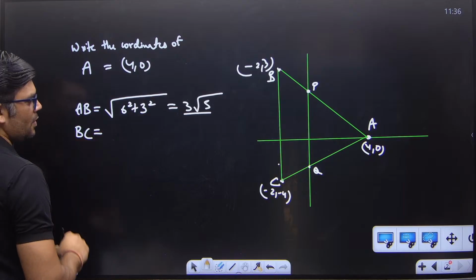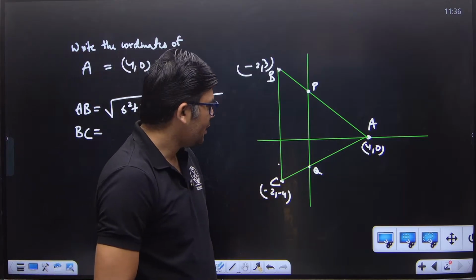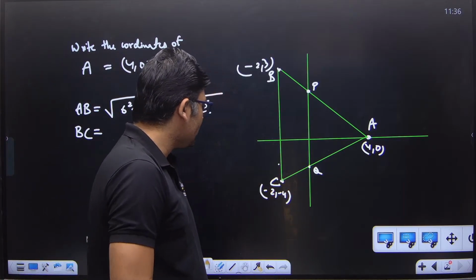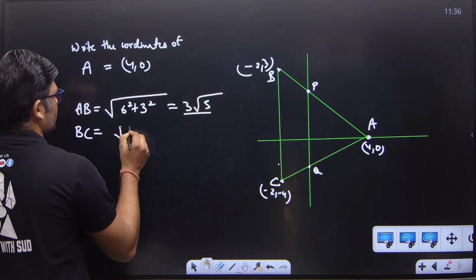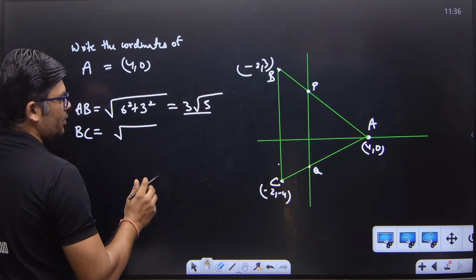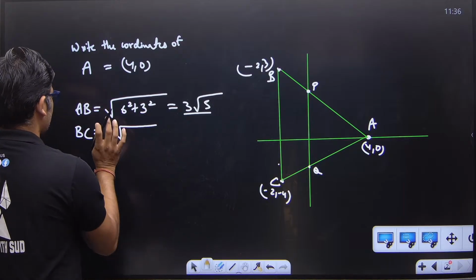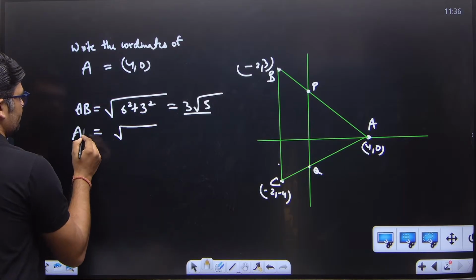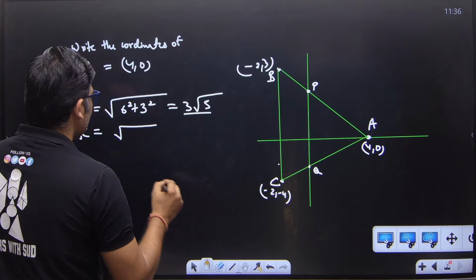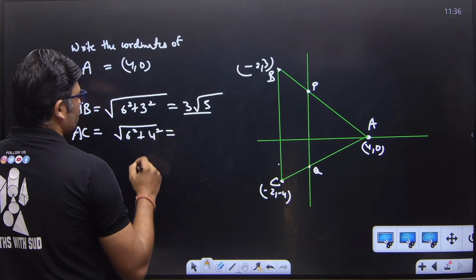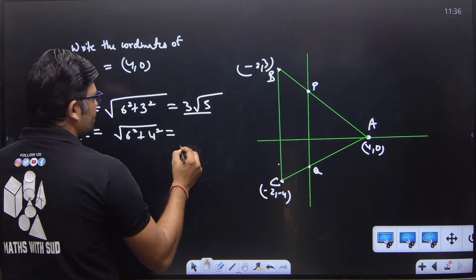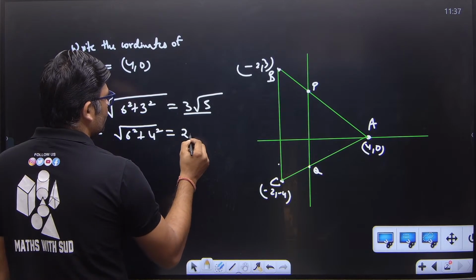Then BC. BC again 4 plus 2, 6 square plus 4 square. So no, AC. Okay, AC is there? Yes. We're supposed to find AC. So 4 plus 2, that is 6 square and then 4 square. So 36 again plus 16, under root 52. So 2 root 13.